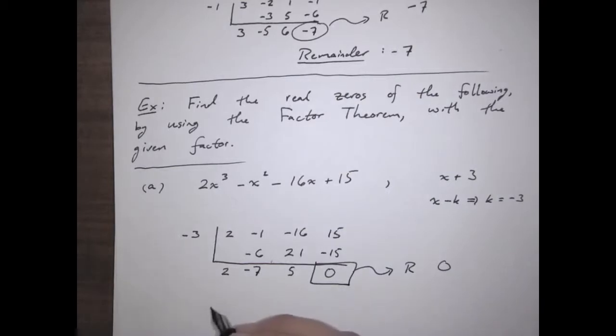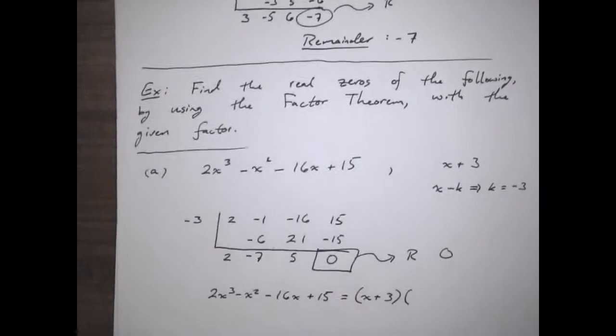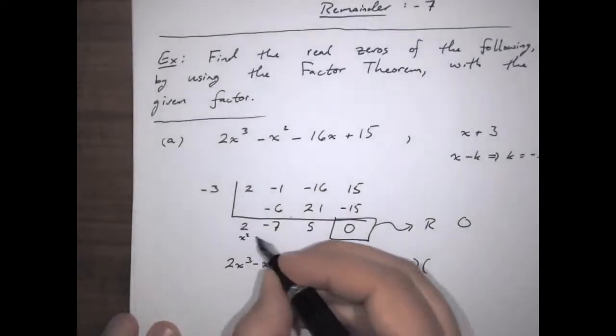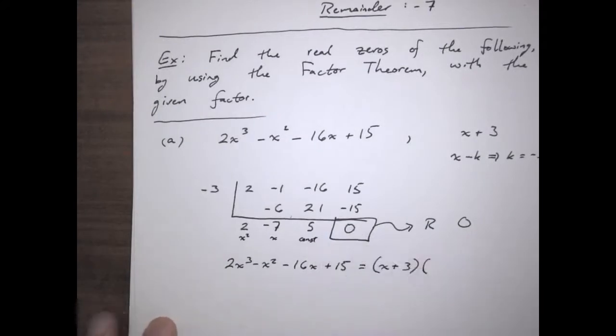And what that means then is that 2x cubed minus x squared minus 16x plus 15 is equal to x plus 3, which is one of the factors of it, and then the other factor we get by just taking the quotient here. So this is going to be the x squared term, this is going to be the x term, this is going to be the constant term, and then this was of course the remainder. So it's going to be 2x squared minus 7x plus 5.